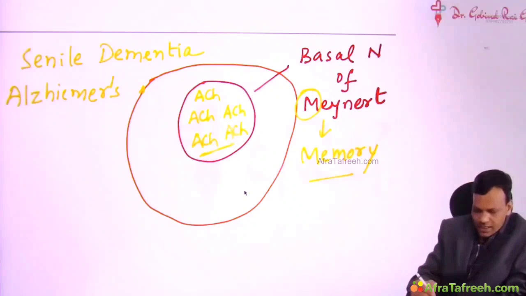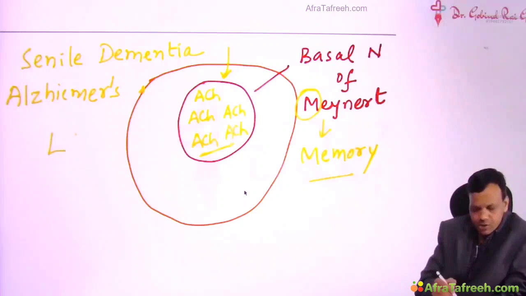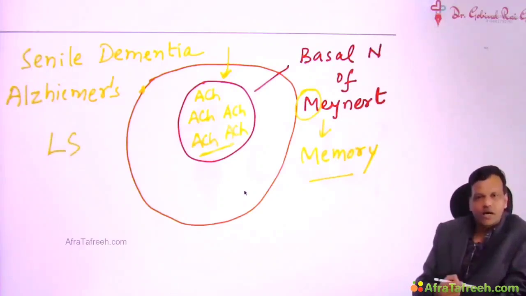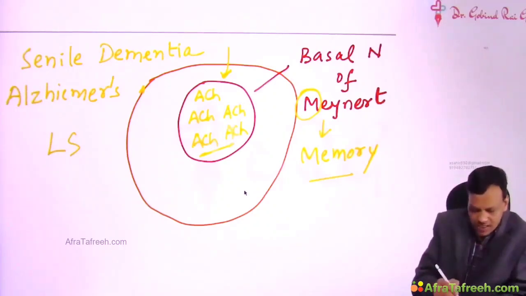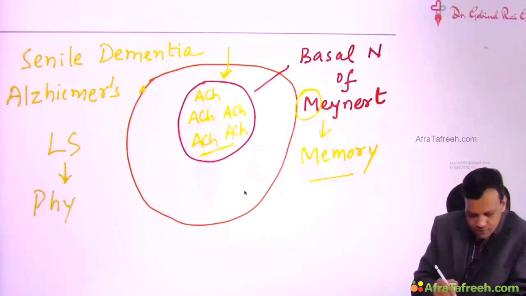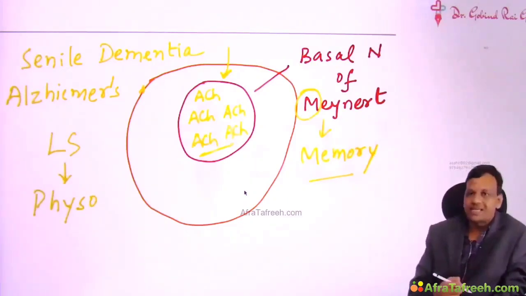But because we want it in the brain, the drug should cross the blood-brain barrier. And for crossing the blood-brain barrier, the drug must be lipid soluble. So we will want a lipid soluble acetylcholine esterase inhibitor in the brain. The lipid soluble acetylcholine esterase inhibitor we discussed so far is physostigmine. So can we use physostigmine in Alzheimer's disease?